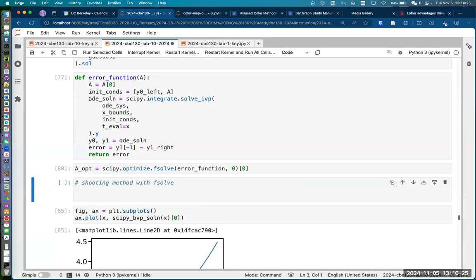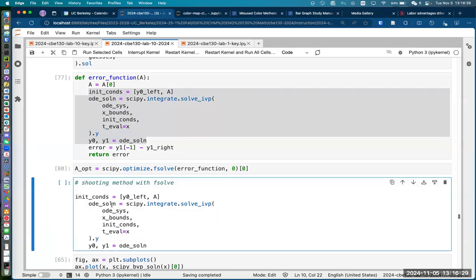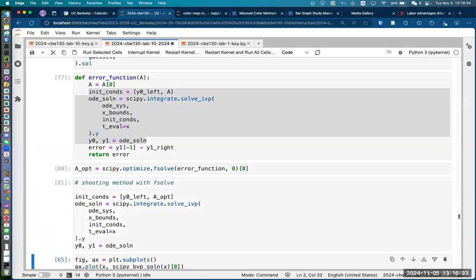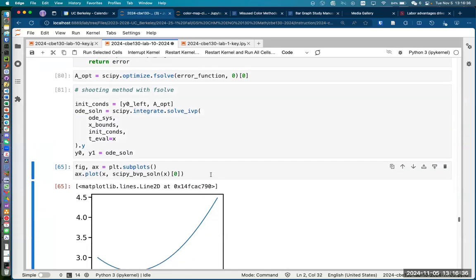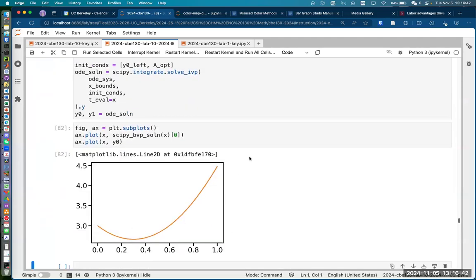And using this optimum A, we can solve this ODE. So instead of using A, we use A optimum. And we can solve it. And then we can plot this X and Y0, and they overlap with each other, meaning that they are the same.